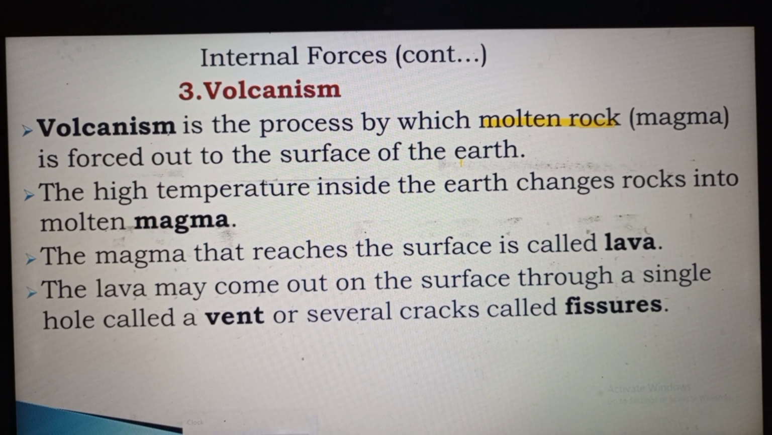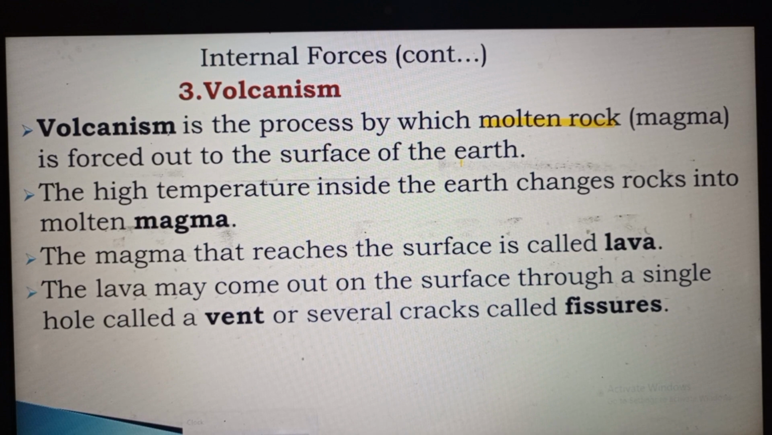The high temperature inside the earth changes rocks into magma. The origin, the formation of magma, is the presence of high temperature. There is a very high temperature inside of the earth. This high temperature changes rocks into molten rock, which is known as magma. So the presence of internal forces pushes out the magma to the surface of the earth. The magma moves from the inside towards the surface of the land.